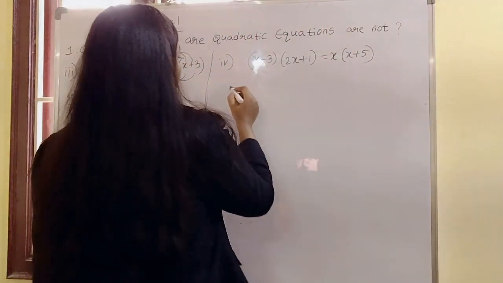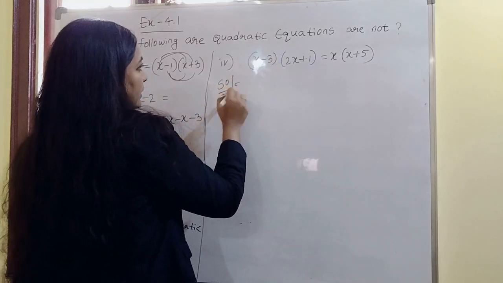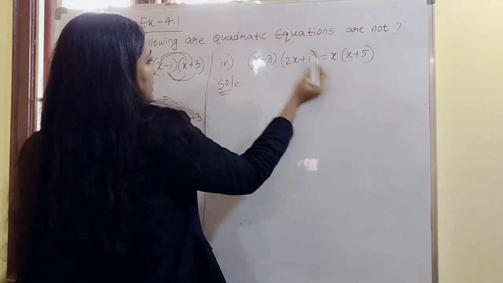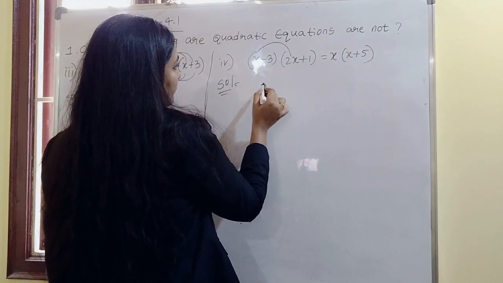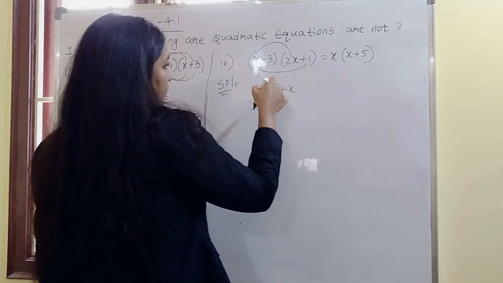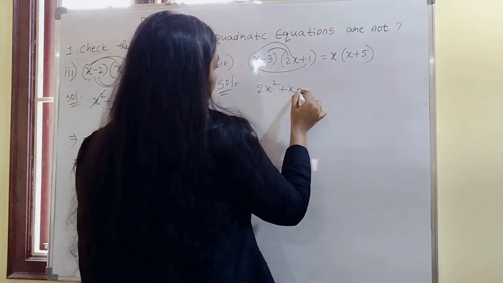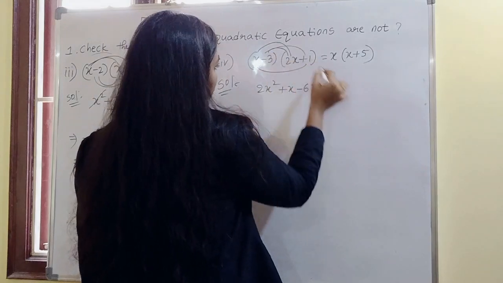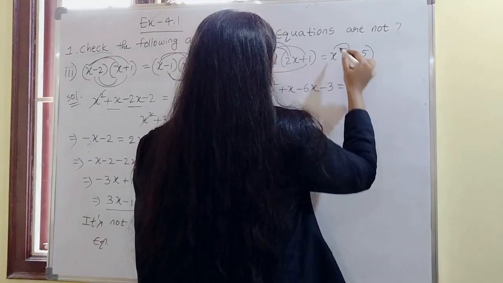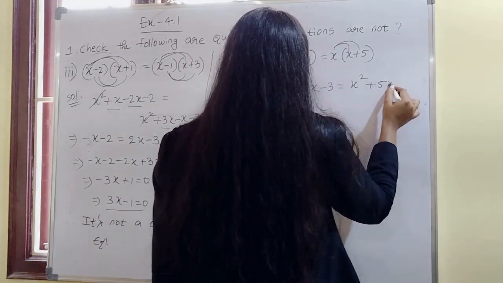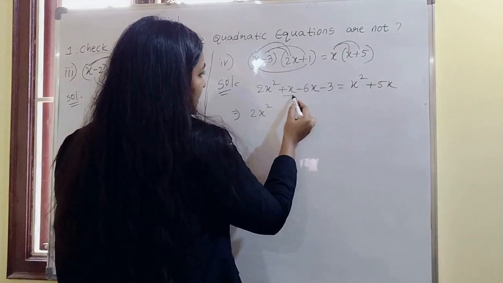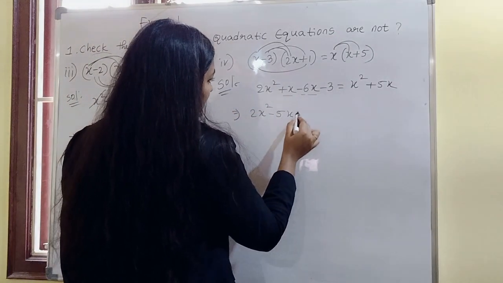And the fourth one. Let us do the fourth one and see whether it is a quadratic equation or not. You simplify it: x into 2x, 2x square, x into plus 1, plus x, and after you multiply by minus 3 into 2x, minus 6x, minus 3 into plus 1, minus 3 is equal to x into x square, x into plus 5x. Okay. So, here it implies 2x square plus x minus 6x minus 5x minus 3.